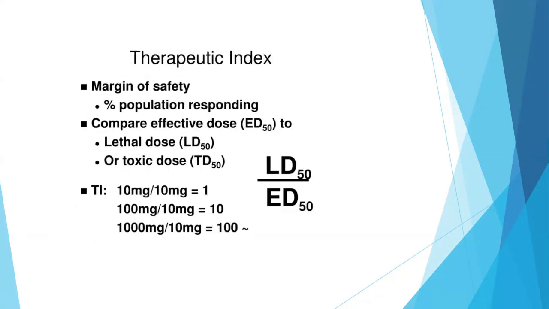Talking about the therapeutic index, which is the margin of safety. Remember, we are talking about the lethal dose and the effective dose. If we divide the lethal dose in 50% of the population by the effective dose in 50% of the population, that is called the therapeutic index.